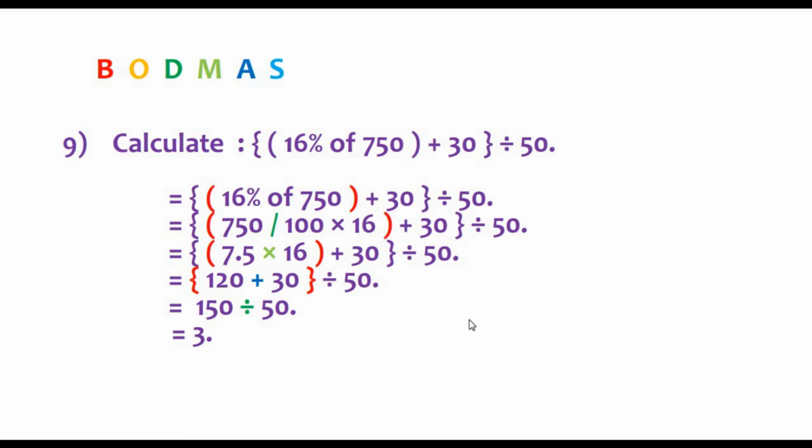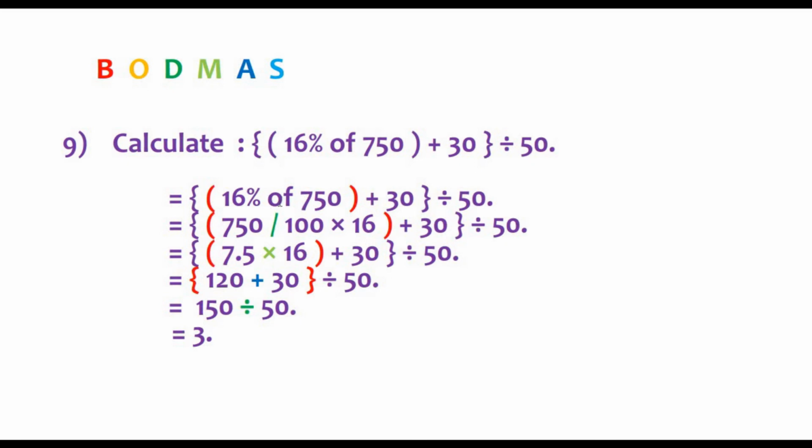So let's work with the ninth problem, which says calculate {(16% of 750) plus 30} divided by 50. Now this is a percentage related problem. So the first priority goes to the parentheses. We need to sort the parentheses first. As you can see, 16% of 750.